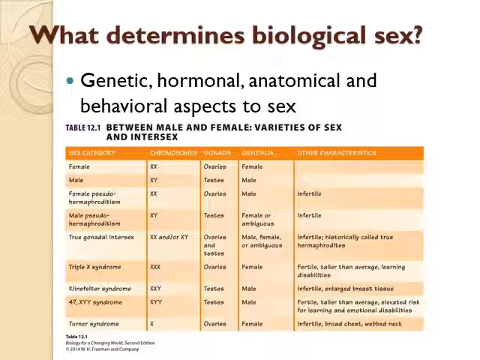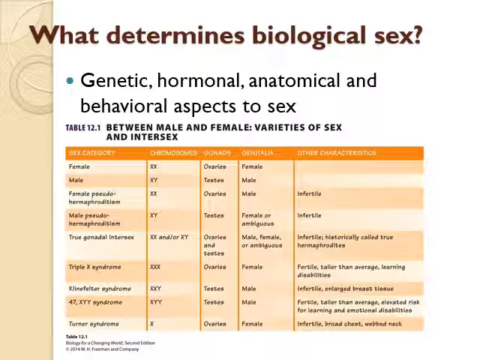There's also Klinefelter syndrome, so an extra X here as well, but now you also have the Y, so you do have testes, you are a male, you are infertile, and you do have enlarged breast tissue most of the time as well. 47, XYY syndrome. So we've got an extra Y here. Again, you still have testes, still are male, and you are fertile, again, taller than average and at much greater risk for learning and emotional disabilities.